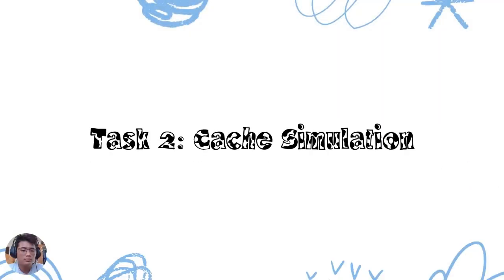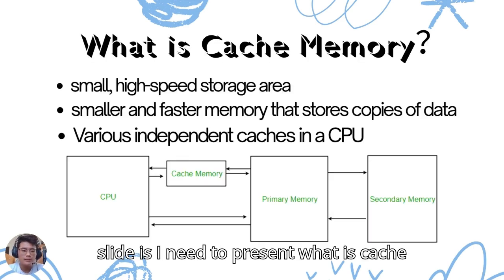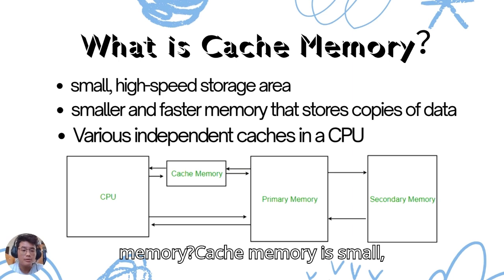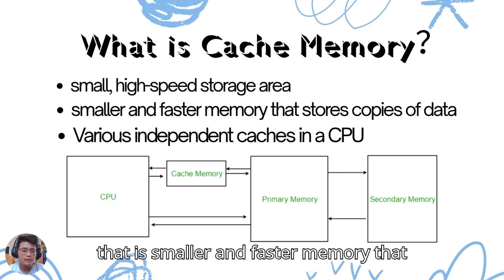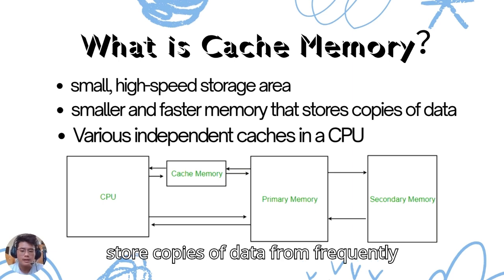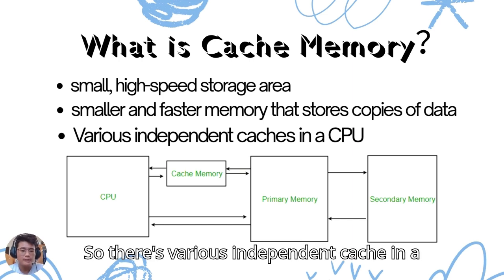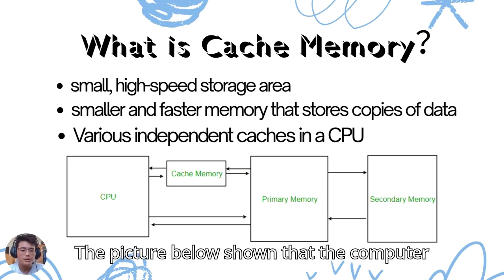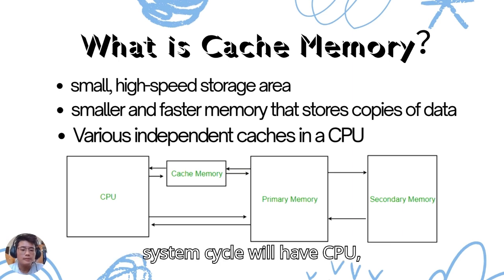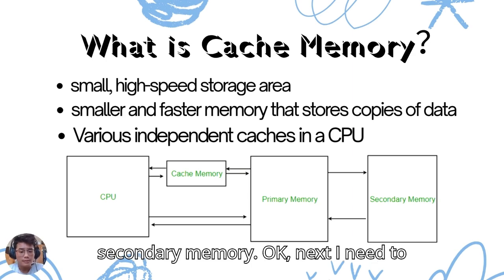Thank you. Okay, now I need to present our project question two, the cache simulation. Next slide, I need to present what cache memory is. Cache memory is a small, high-speed storage area in a computer. It is a smaller and faster memory that stores copies of data from frequently used memory locations. There are various independent caches in a CPU which store instructions and data. The picture below shows that the computer system has the CPU, cache memory, primary memory, and secondary memory.